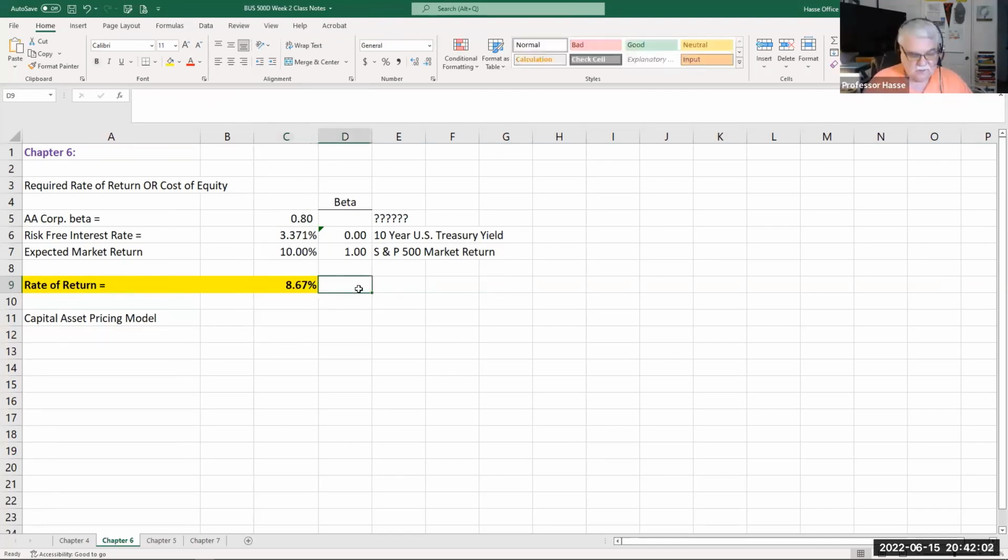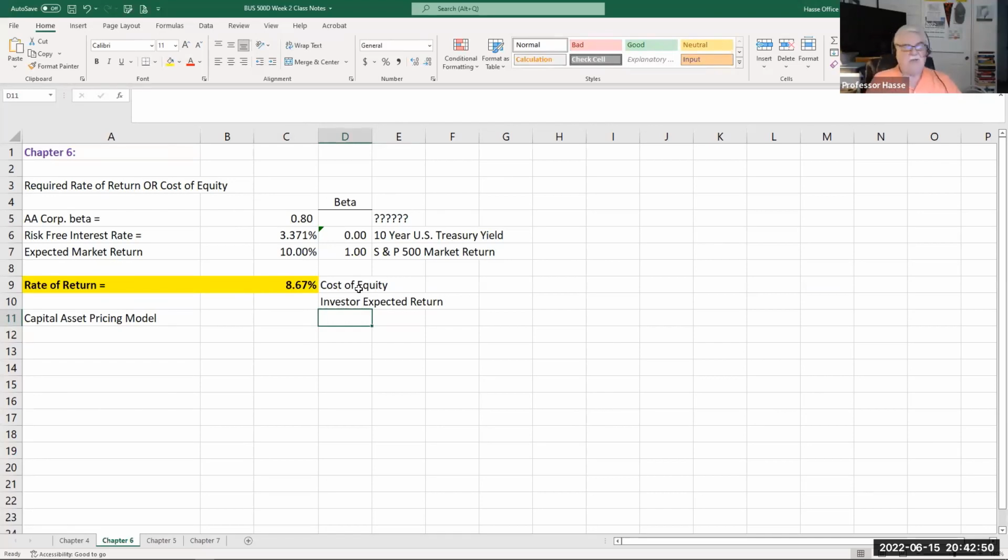This is also called the cost of equity. This is also called investor expected return. Why is it 8.67%? Because if I wanted no risk, I'm going to get a return of 3.371%. If I want average risk, I'm going to get 10% return. But if I want a little bit less risk than average, like 0.8 in AA Corp, I'm going to expect to get 8.67% return.